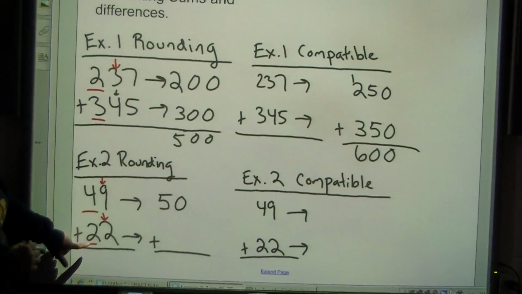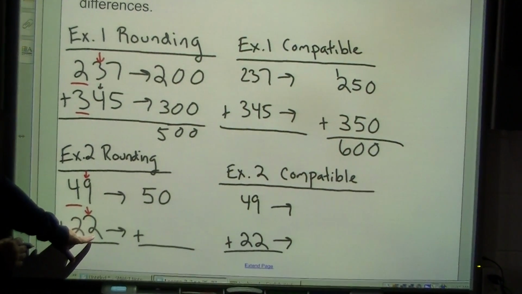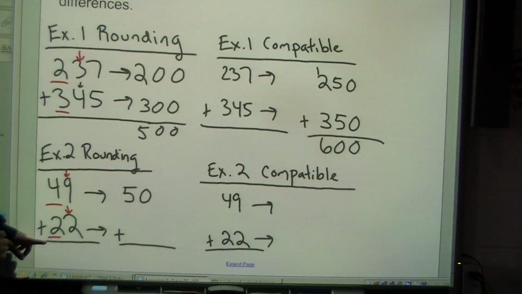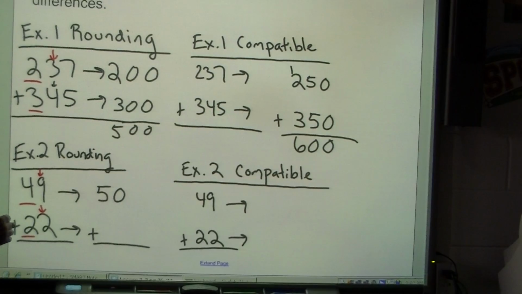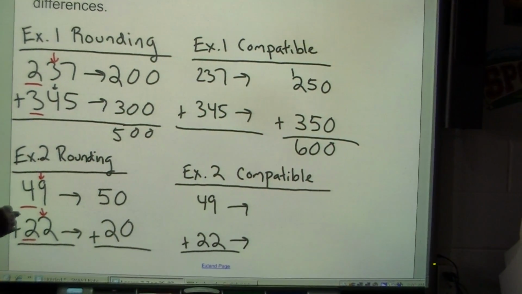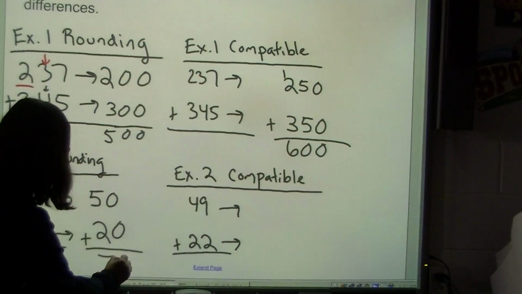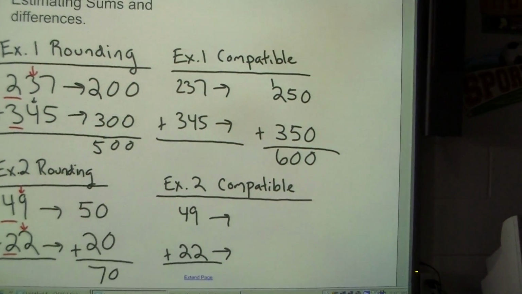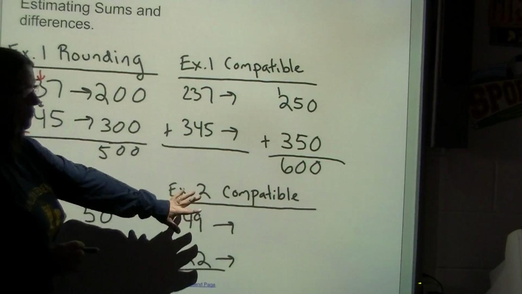22. 2 gets underlined. The other 2 tells us which way to round. This 2, do we round up or down? Yes, down. So this 2 stays the what? The same, and the other digit goes to 0. Good. Now what's 50 plus 20? 70. Excellent job.